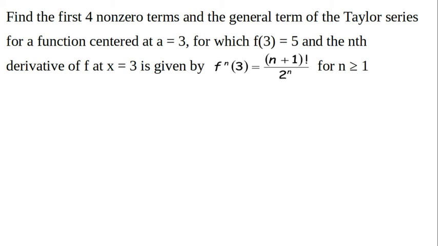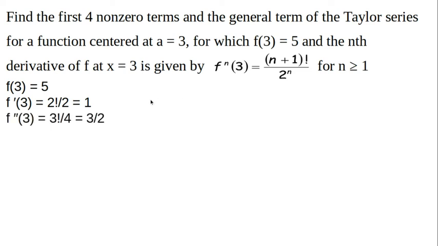So again, if we're using the definition of a Taylor series, we have to first evaluate the function at 3, which is given, which is 5. Then we're going to have to evaluate the first derivative at 3. So that would be replacing n with 1. 1 plus 1 would give us 2 factorial over 2 to the 1. And if we want to reduce that, that reduces down to be 1. Then to find the second derivative of f at 3, we're going to replace n with 2. So 2 plus 1 will give us 3 factorial over 2 to the 2, which is 4. So 3 factorial over 4, and that will reduce to 6 over 4, which is 3 halves.